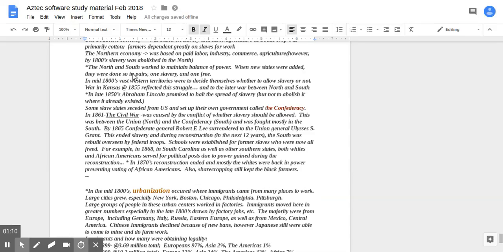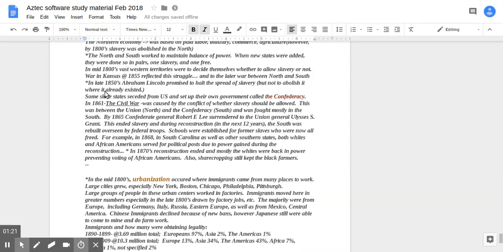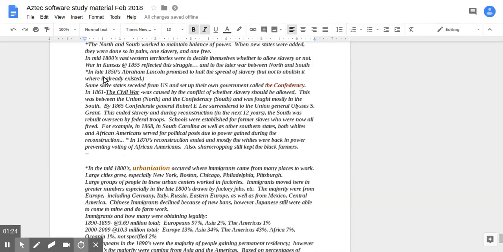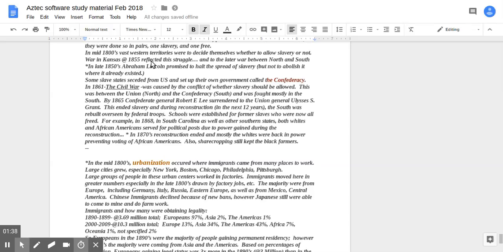The North and South worked to maintain balance of power when new states were added. They were done so in pairs, one slavery and one free. In the mid 1800s, vast western territories were to decide themselves whether to allow slavery or not. War in Kansas in 1855 reflected this struggle, and led to the later war between North and South. In the late 1850s, Abraham Lincoln promised to halt the spread of slavery, but not to abolish it where it already existed.